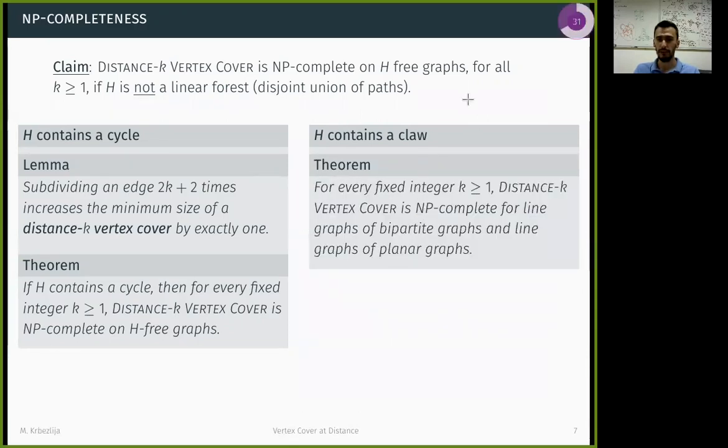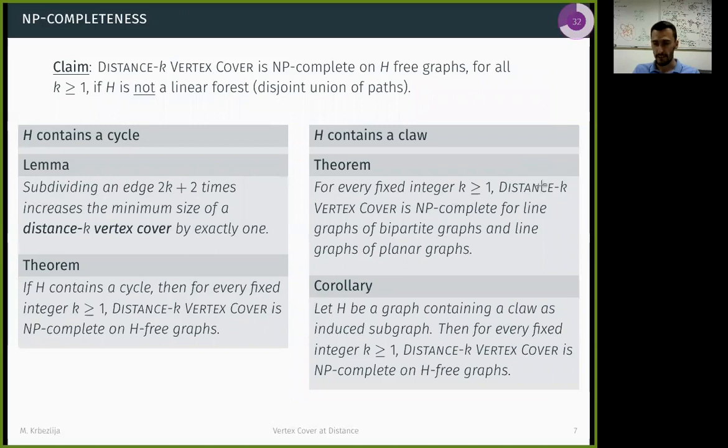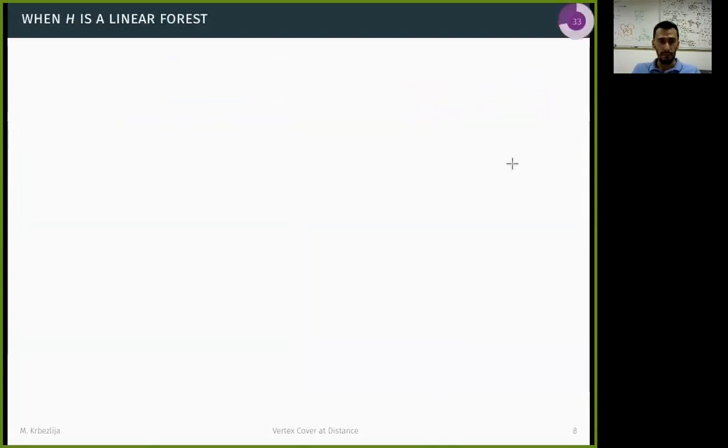Now, when H contains a claw, we show that for every integer k greater than or equal to 1, the distance k vertex cover is NP-complete for line graphs of bipartite graphs and line graphs of planar graphs. And since every line graph is claw-free, this theorem readily implies that the distance k vertex cover is NP-complete on H-free graphs whenever H contains a claw as an induced subgraph. Now, this concludes the case when H is not a linear forest.